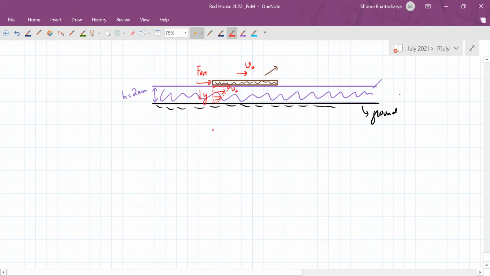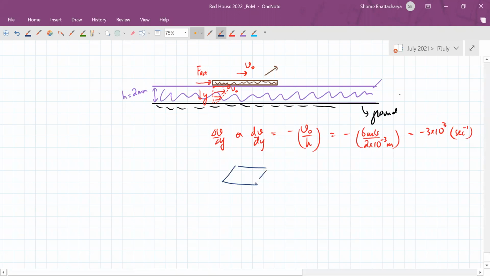Taking this as our y-axis, dv by dy is minus V0 by this height h. It is equal to minus 6 meters per second divided by 2 into 10 raised to minus 3 meters. Now on that cardboard sheet, from below there is a viscous force acting in this direction. That has to be overcome with the external force, so that it keeps moving at constant velocity and its acceleration is zero. So the external force has to balance the viscous force, which is coefficient of viscosity into area into the magnitude of this velocity gradient.